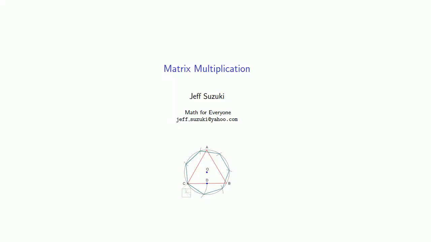So let's see if we can define the multiplication of two matrices. To do that, we'll go back to our transformation algebra. Suppose I have three transformations, A, B, and C. B corresponds to the transformation that takes the vector x to the vector y, and A corresponds to the transformation that takes the vector y to the vector z.